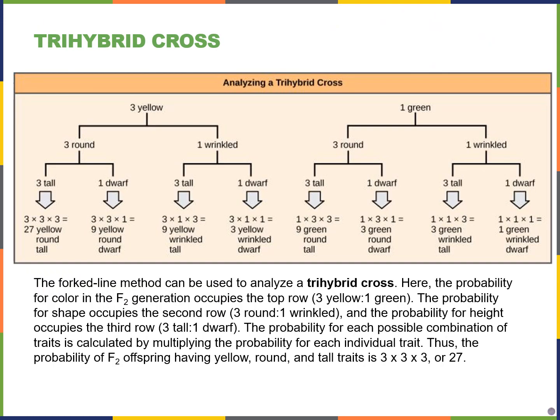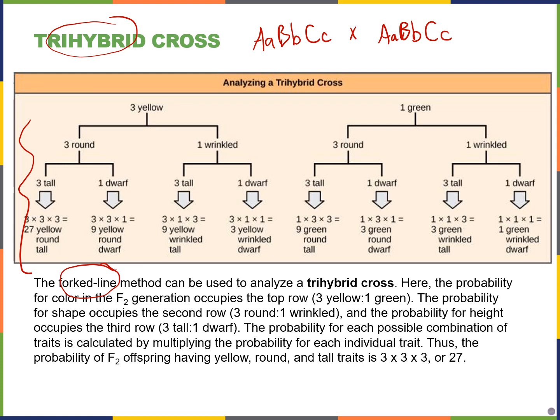Earlier in Chapter 12, I gave you an example of organisms where we're examining 3 characteristics and calculating the probabilities of their offspring. In our book, they mention that when you're looking at trihybrids, let me simplify by just using the letters A's, B's, and C's. This is a trihybrid organism crossed with another trihybrid. They mention that you can use the fork line method, as shown here, to calculate the probabilities of the offspring.